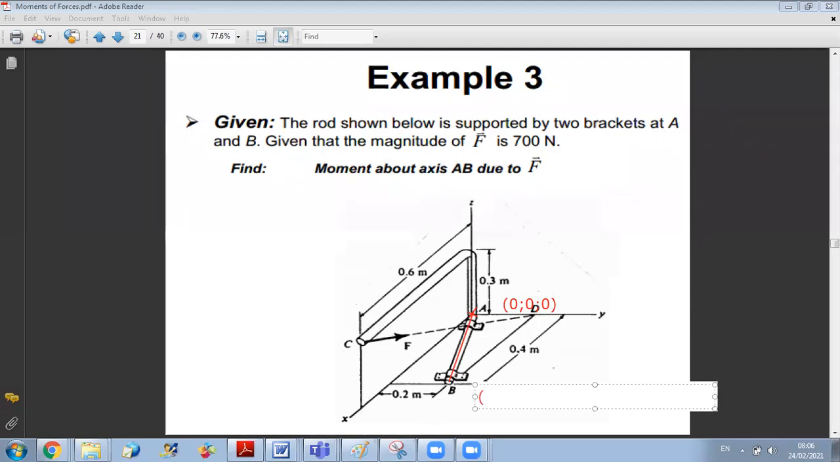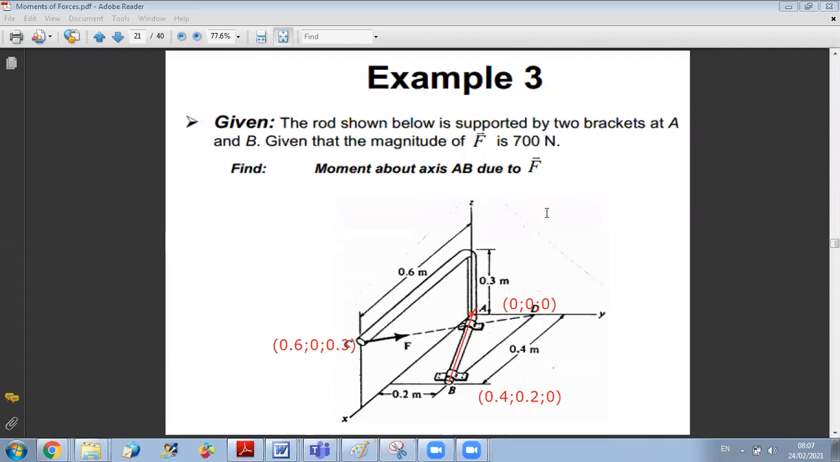So B is 0.4, 0.2, and 0. And for point C, I have C in plane xz. So I have 0.6 along x, 0 along y, and 0.3 along z.